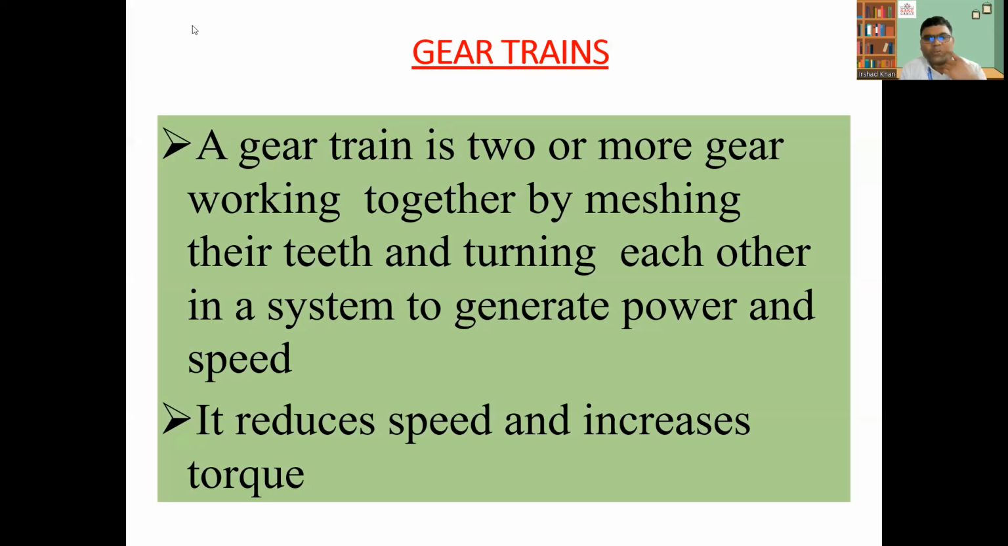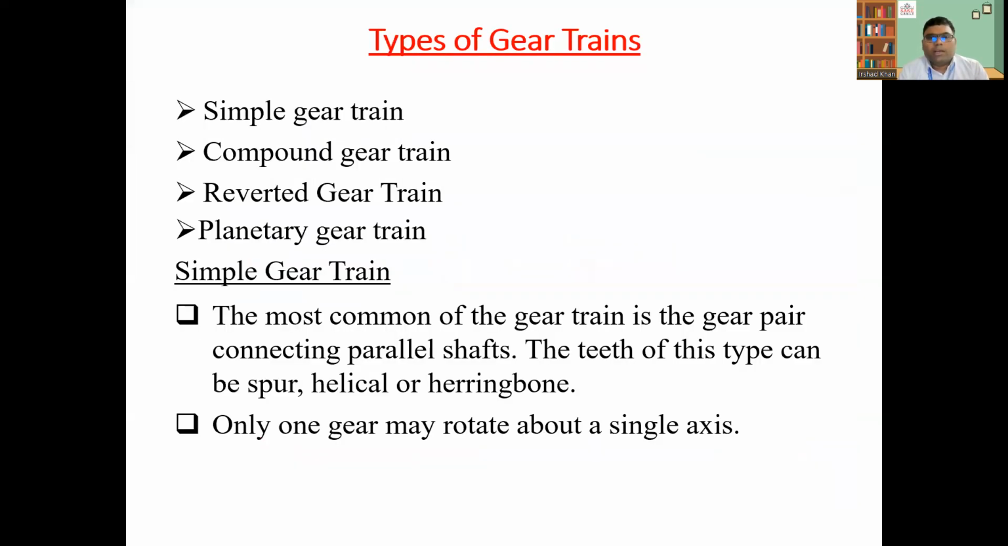So let's talk about this topic, gear train. A gear train is two or more gears working together by meshing their teeth and turning each other in the system to generate power and speed. It reduces the speed and increases the torque, and vice versa is also possible. The types of gear train are: simple gear train, compound gear train, reverted gear train, and planetary gear train.